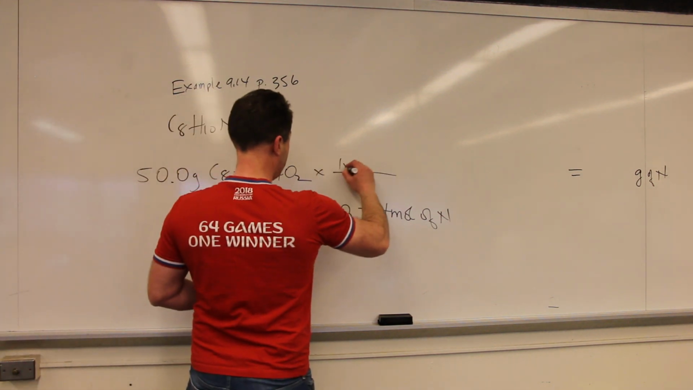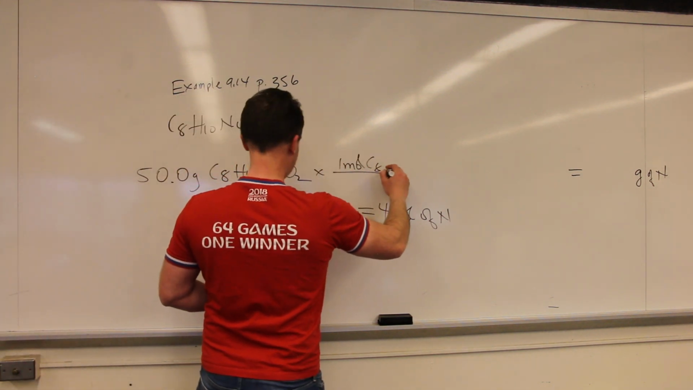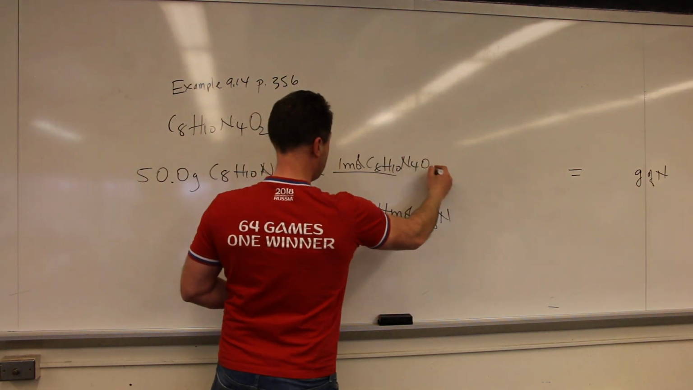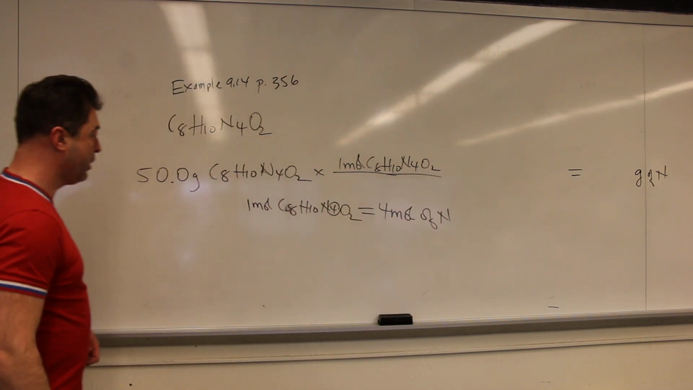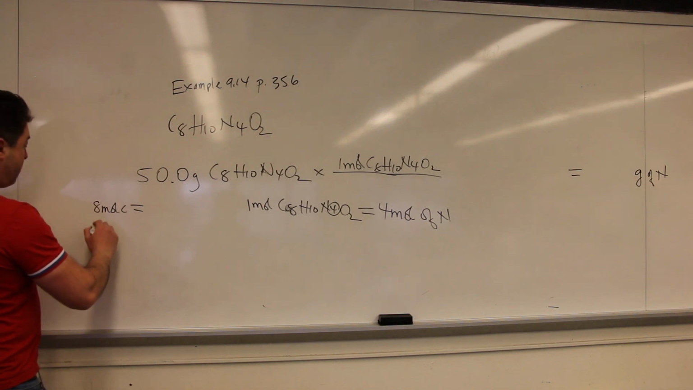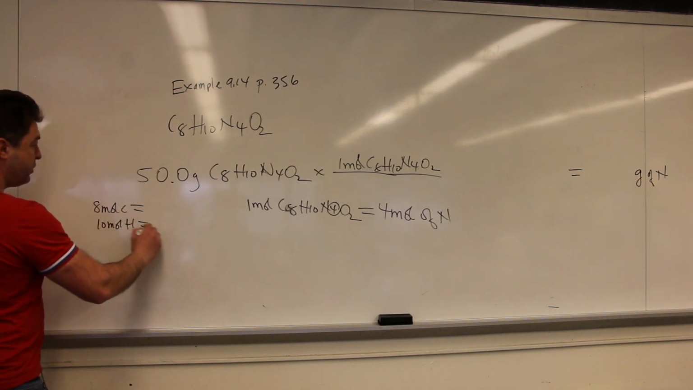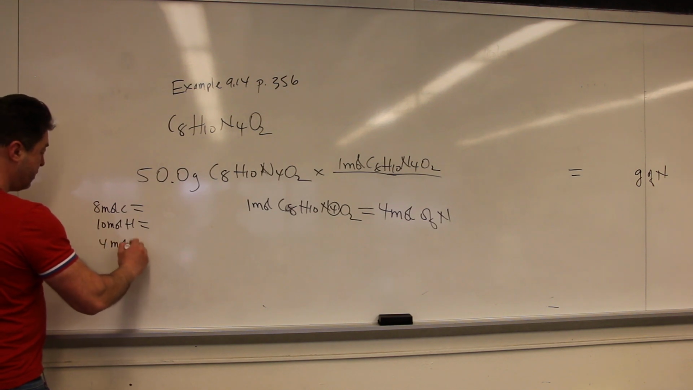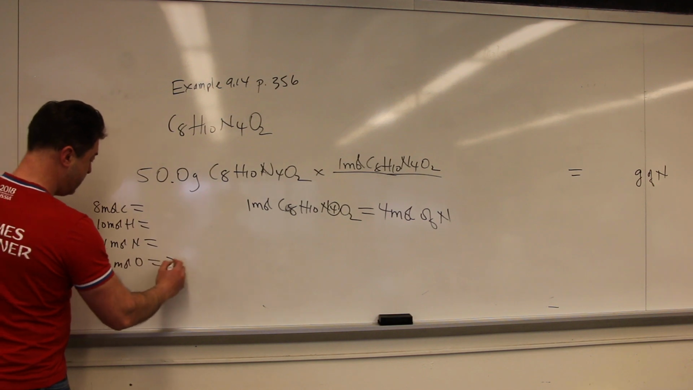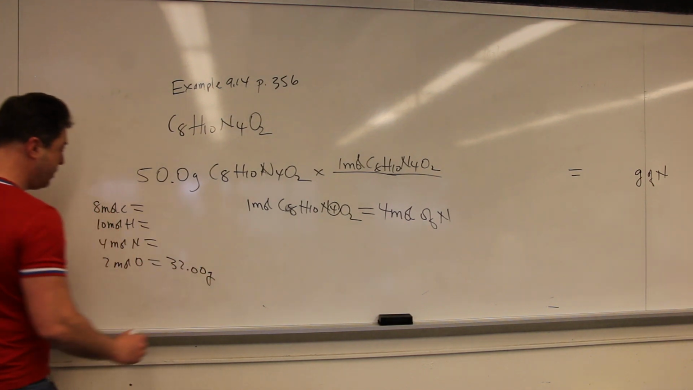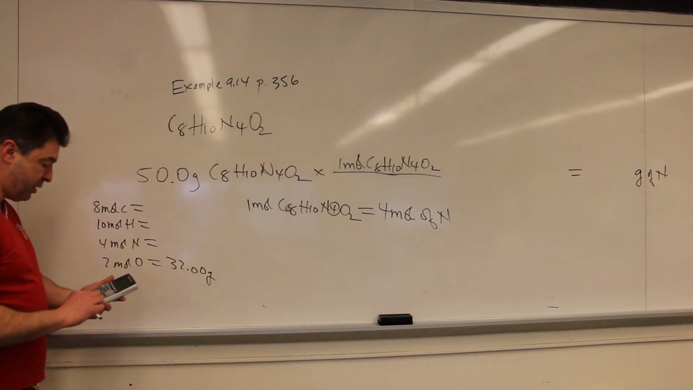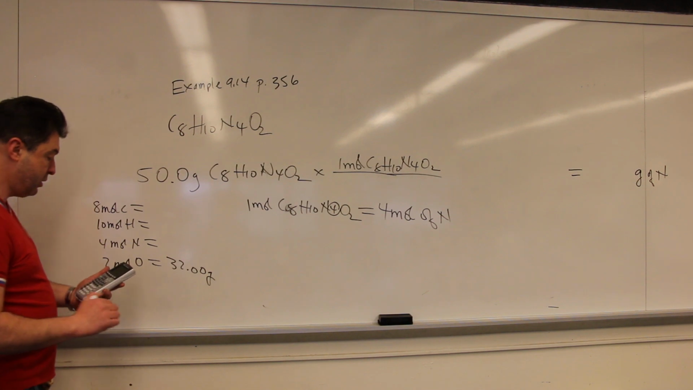And I know now that 1 mole of this substance, C8H10N4O2, contains 8 moles of carbon, 10 moles of hydrogen, 4 moles of nitrogen, 2 moles of oxygen. Again, I'm going to do a real quick calculation of molar mass. So that would be easy to do right away. 4 moles of nitrogen will be a little more complicated. I have to do 4 times 14.01.